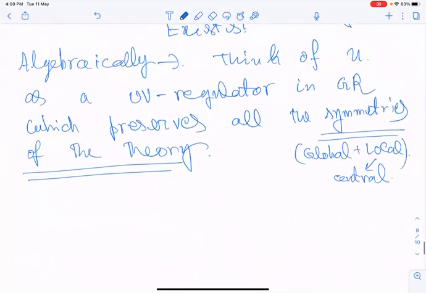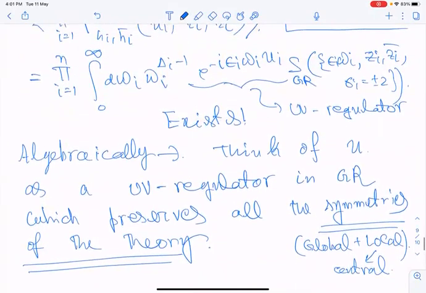Yeah, so I can stop here. Yeah, I think this is a good point to stop actually.